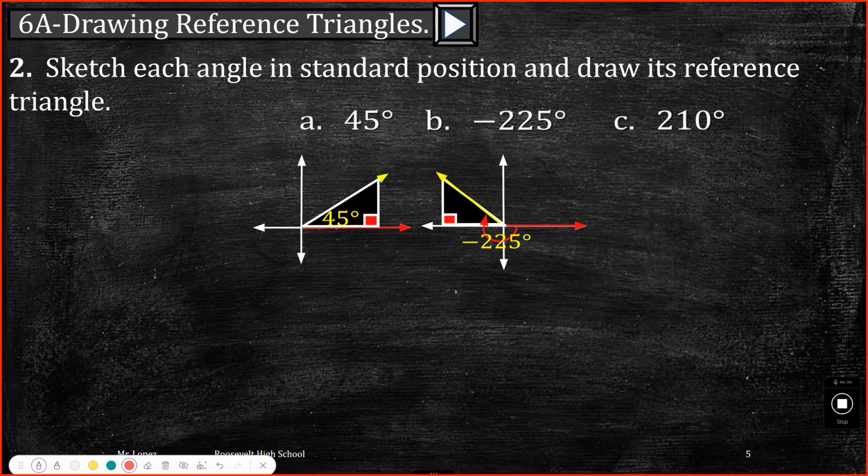And that would be probably this checking for understanding right here. Go for it, and I'm going to walk around and check that you know how to do this.